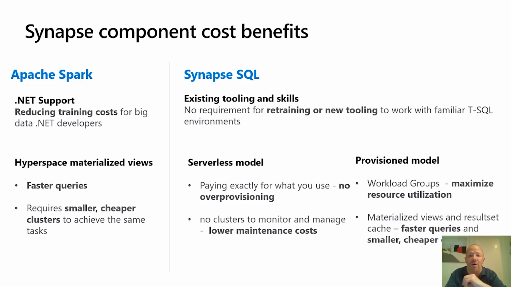Now, the provisioned model gives you the ability to manage your workload groups to maximize resource utilization. And it also gives you materialized views and result set caching, which again leads to faster queries and smaller, cheaper clusters that you have to provision to achieve the same result.